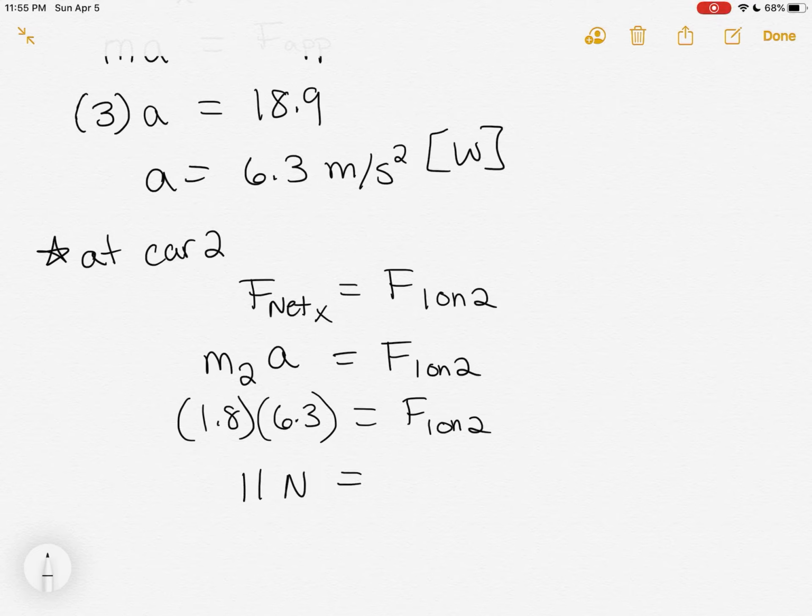So we've got 11 newtons is the force of 1 on 2. And that's going to be traveling to the west again. We're going in that positive direction.